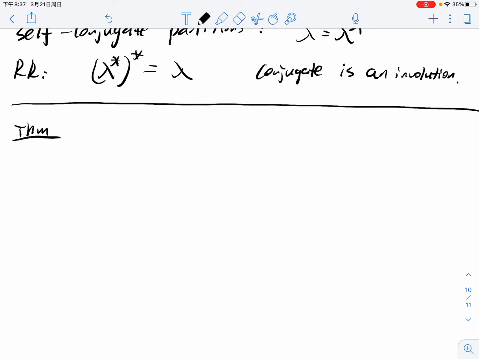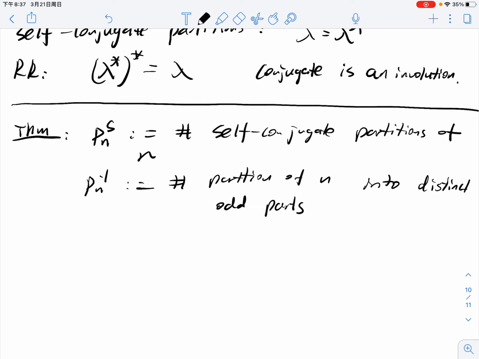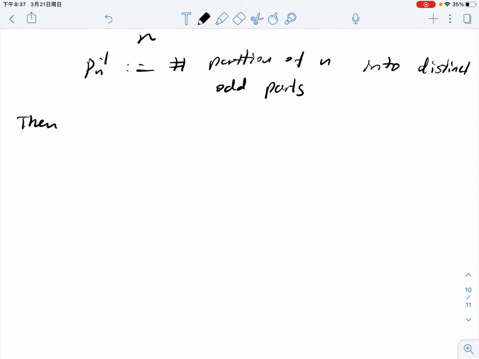So next we are going to discuss another type of identities. PNS is the number of self-conjugate partitions of n, and PNT is the number of partitions of n into distinct odd parts. Odd parts means each part is odd. And then these two numbers are the same.